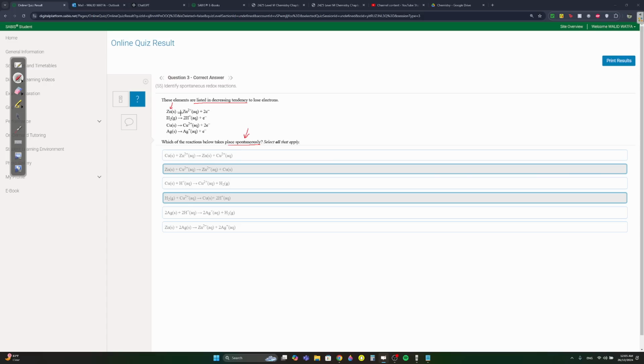So here they listed it from most reactive to least reactive. They're saying which would take place spontaneously. Our teacher explained it like this. She said use the gamma rule. It basically goes like this. Okay, you can do this. Basically, this one reacts with this one to form this and this.